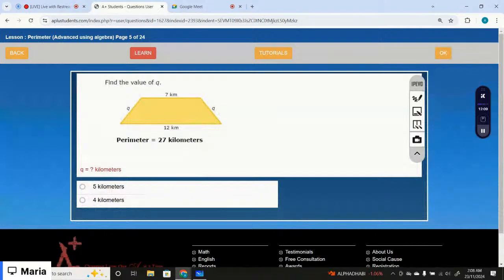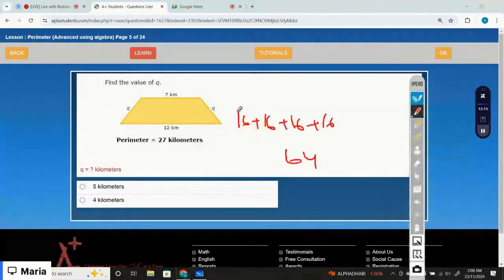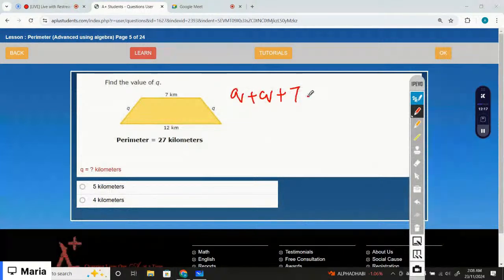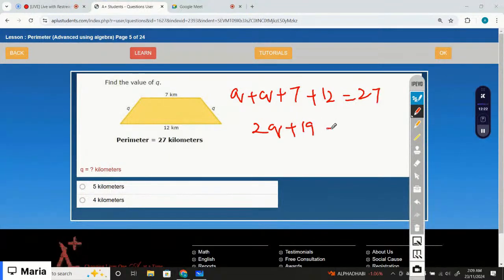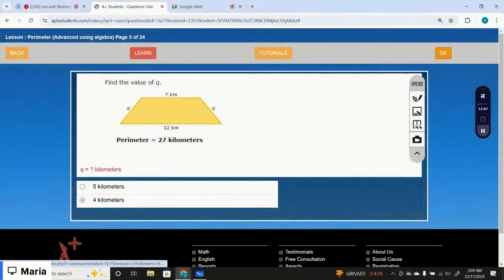Find the value of q. So you need to calculate the value of q. You are given the perimeter 27 kilometers. That is q plus 7 plus 12, and that equals 27. 2q plus 19 equals 27. 2q equals 27 minus 19. 27 minus 19 is 8. Q equals 4. Option number 2 is the correct option, that is 4 kilometers.